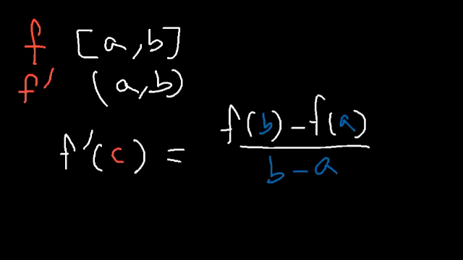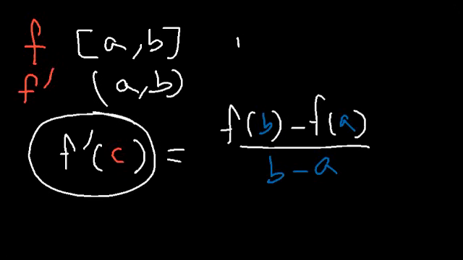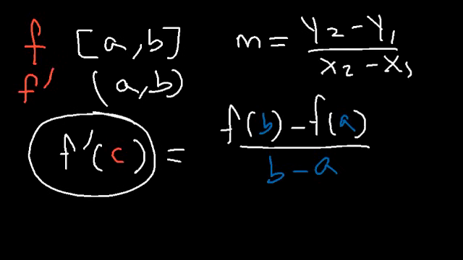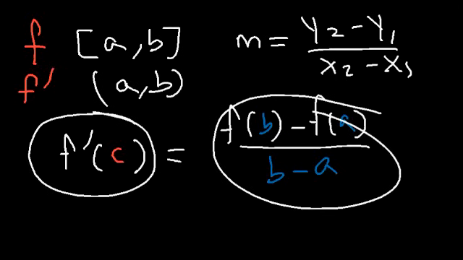F prime of c is the slope of the tangent line. F of b minus f of a over b minus a is basically the slope between 2 points, which is the slope of the secant line. Typically, when you find a slope, it's the change in y divided by the change in x, which is equivalent to this expression. So the mean value theorem basically states that there is some value c where the slope of the tangent line is equal to the slope of the secant line.